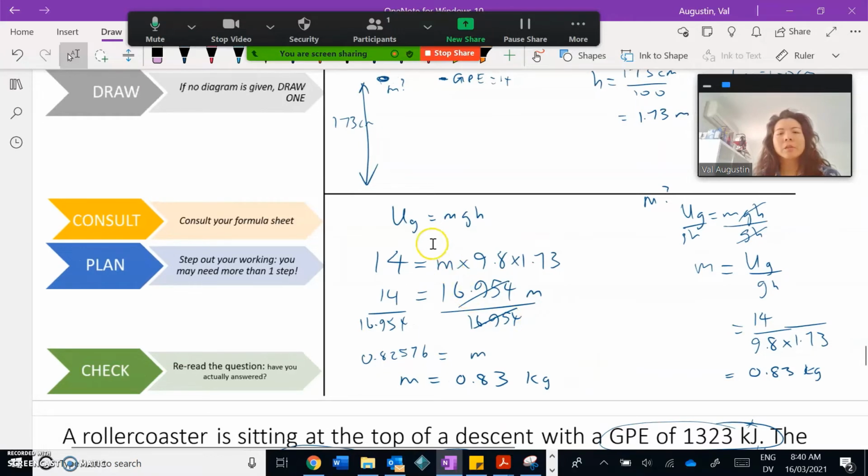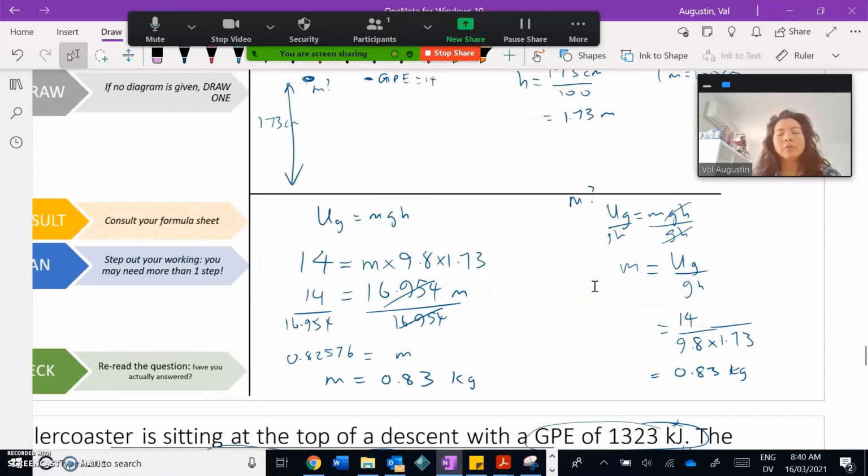Now that was called the substitute and solve method. If you prefer to have just one step calculations, this is called the solve then substitute method. So we start with the original equation, Ug equals mgh.